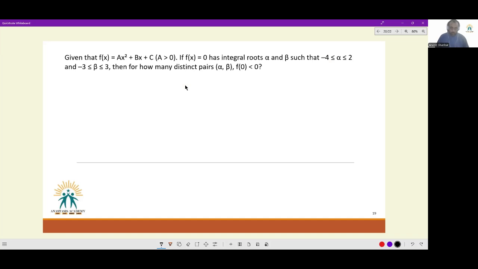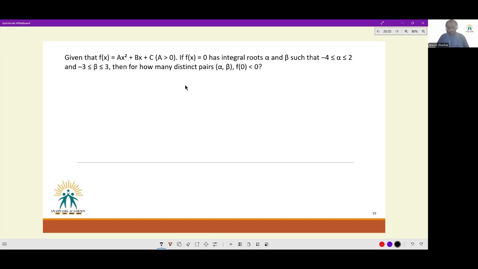Next, given that fx is equal to ax square plus bx plus c, a is greater than 0, upward facing parabola. If fx equal to 0 has integral roots alpha and beta such that a lies in the range minus 4 to 2 and b lies in the range minus 3 to 3, then for how many distinct pairs of alpha beta is f0 less than 0?